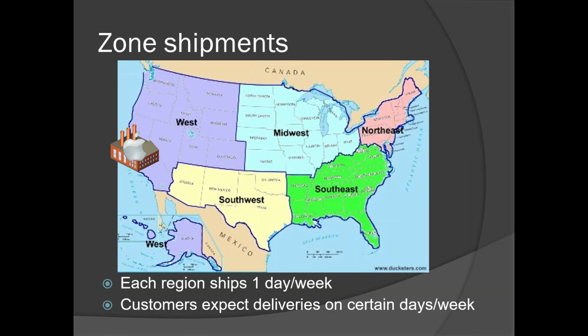Here's an example of that zone shipment schedule. So again, we're going to deliver everything in the West on Mondays or whatever day of the week that is, and then the customers come to expect those deliveries on certain days of the week.